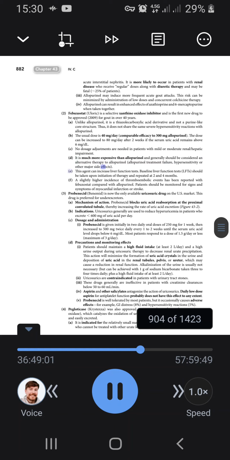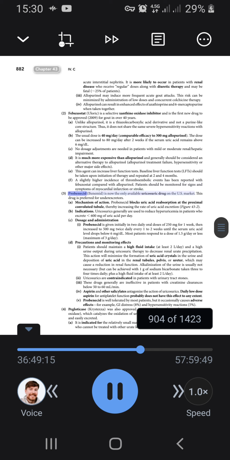E. This agent can increase liver function tests. Baseline liver function tests, LFTs, should be taken upon initiation of therapy and repeated at 2 and 4 months. A slightly higher incidence of thromboembolic events has been reported with febuxostat compared with allopurinol. Patients should be monitored for signs and symptoms of myocardial infarction or stroke.